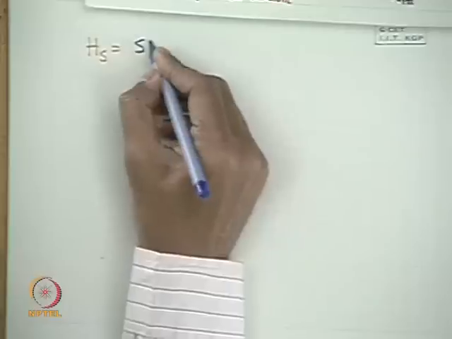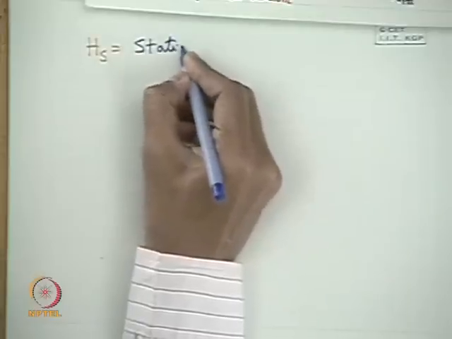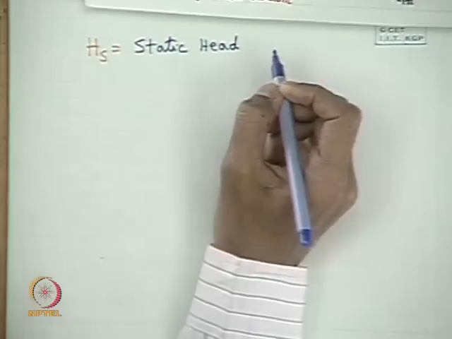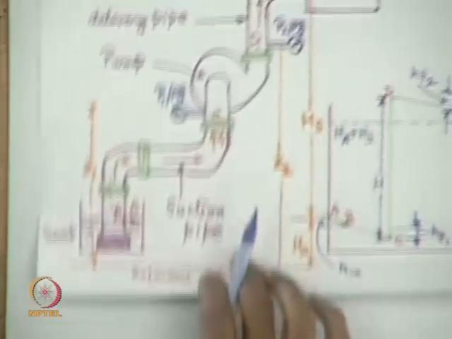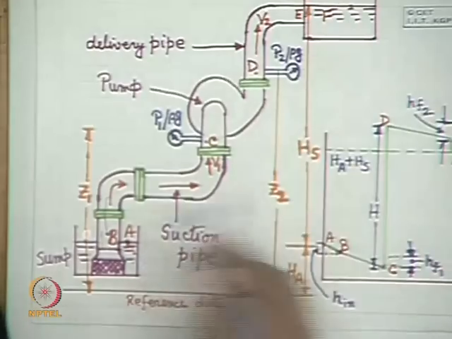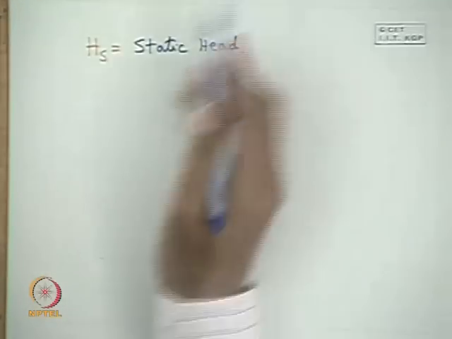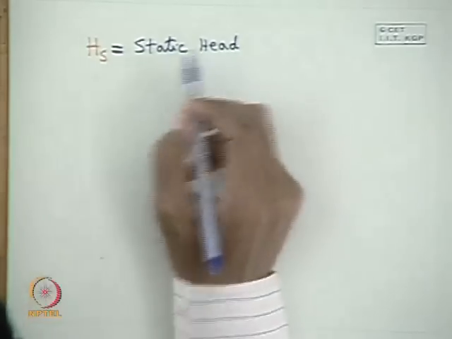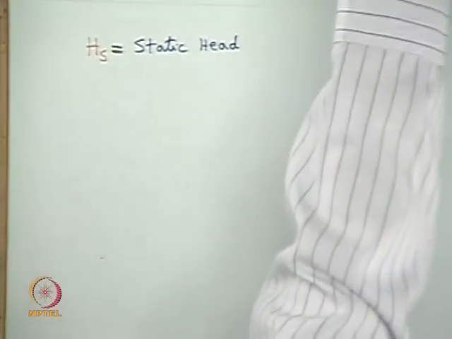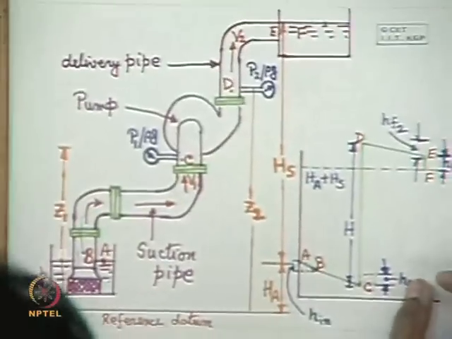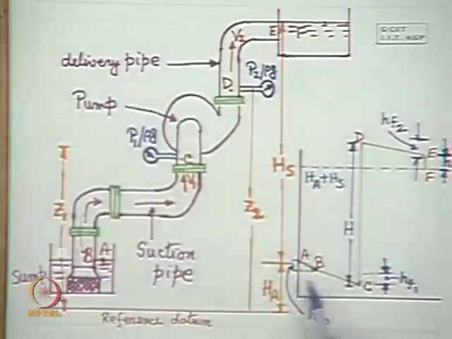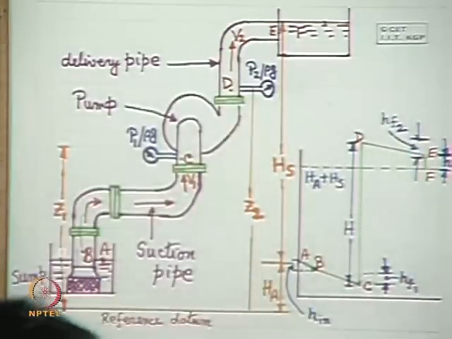Static head means precisely the difference in the total energy of the liquid between the upper reservoir and the lower reservoir, and this is simply the difference in elevation head between the upper and lower reservoir. This is the terminology static head. Now follow this diagram here, and we see how the energy changes.